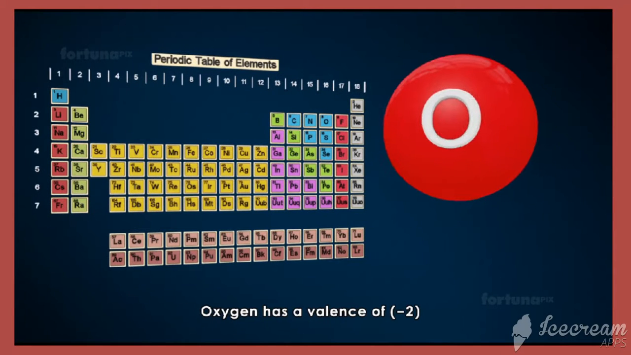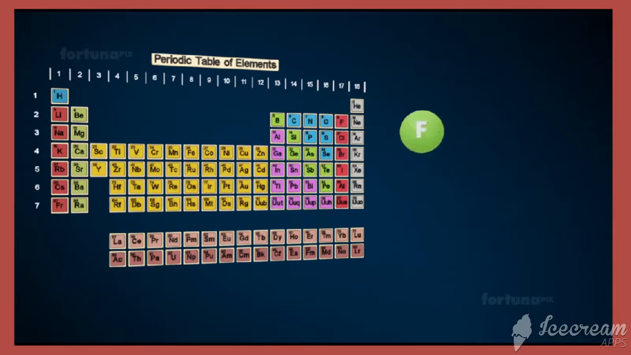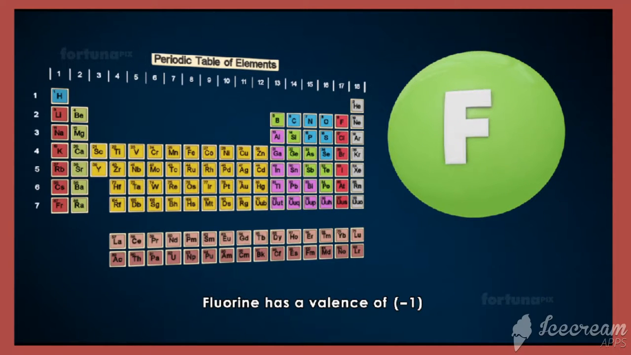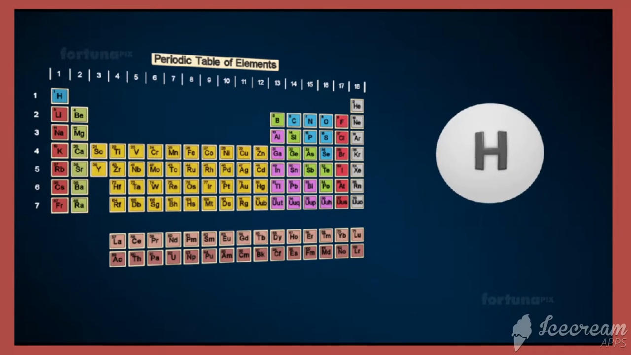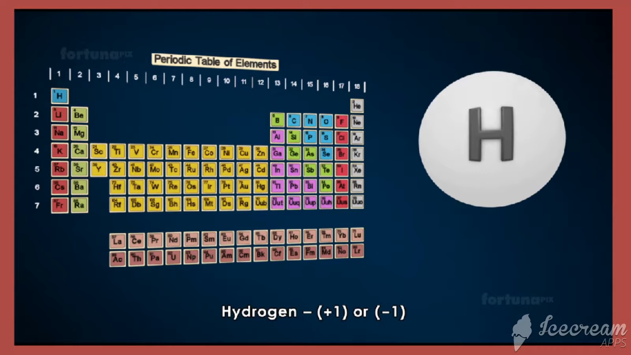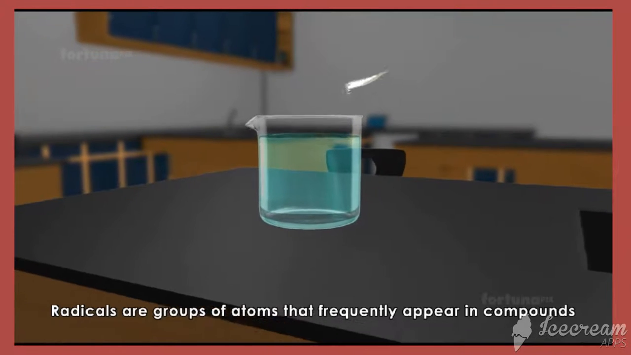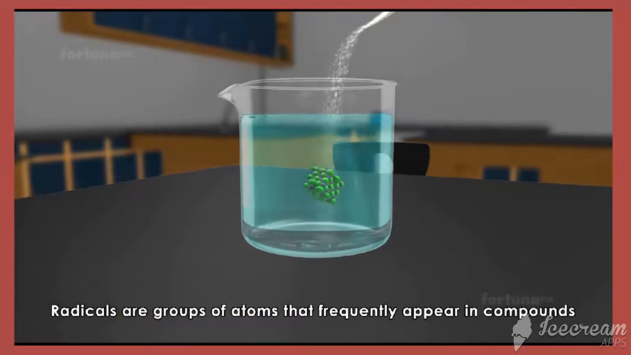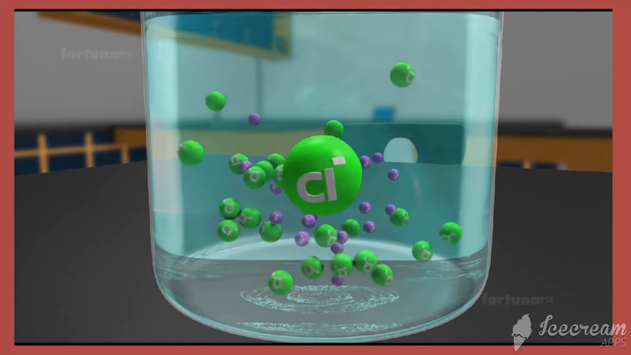Oxygen has a valence of -2. Fluorine has a valence of -1. Hydrogen has only one electron, so it can have a valence of +1 or -1. Radicals are groups of atoms that frequently appear in compounds. They have a valence associated with the particular radical.